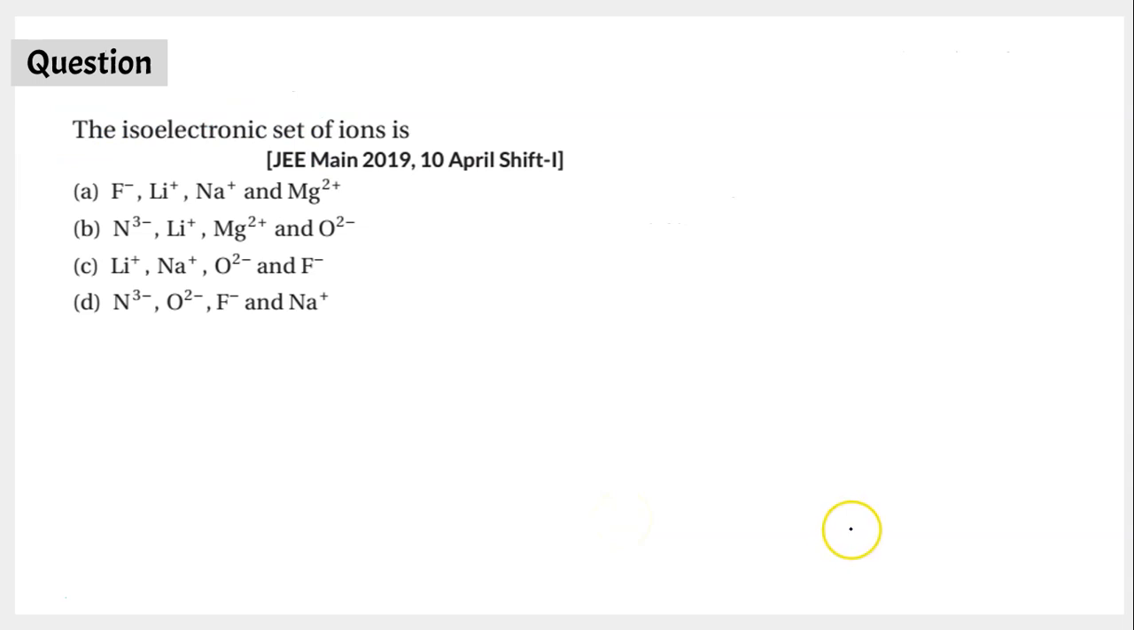The isoelectronic set of ions among the following four options is. This is also a question from JEE Mains 2019, 10th April, shift 1. See how easy questions have been asked from chemical bonding in 2019 Mains. It's not the case only for 2019 Mains, even in 2020 Mains, even in 2018 Mains, the questions from chemical bonding have been easy. If you focus a little bit, you'll be able to answer all the questions.